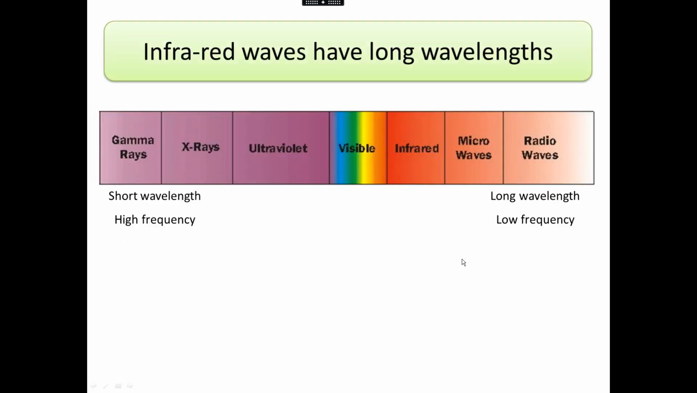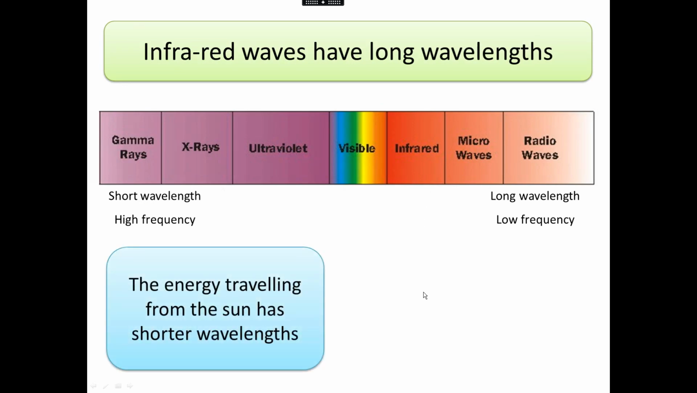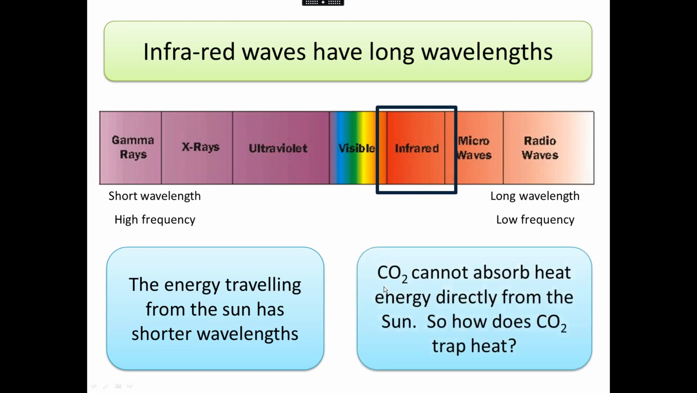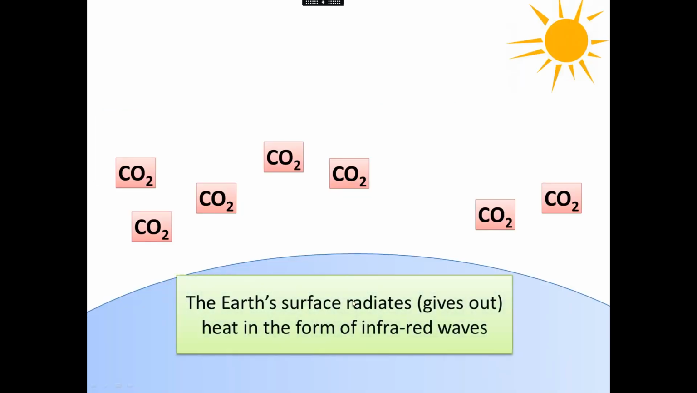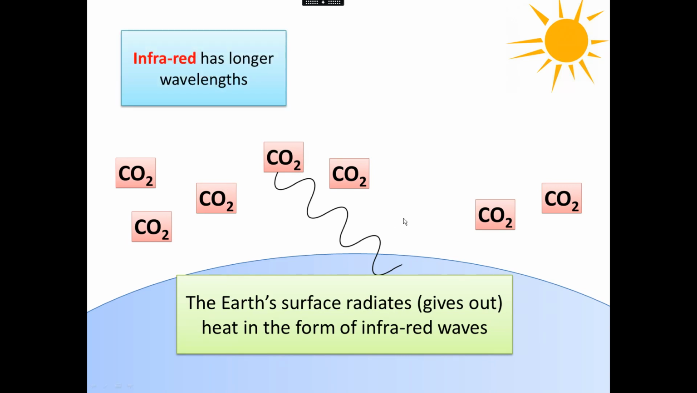So infrared waves have long wavelengths. They're at the longer wavelength end of the spectrum. Okay, so the energy that travels from the sun tends to have shorter wavelengths, but when the Earth gets hot, it starts to give out infrared, and the infrared has longer wavelengths. Okay, so as the Earth's surface gets hot, it gives out infrared. Those infrared waves rise up from the surface and they do get absorbed by carbon dioxide because carbon dioxide absorbs longer wavelength infrared.